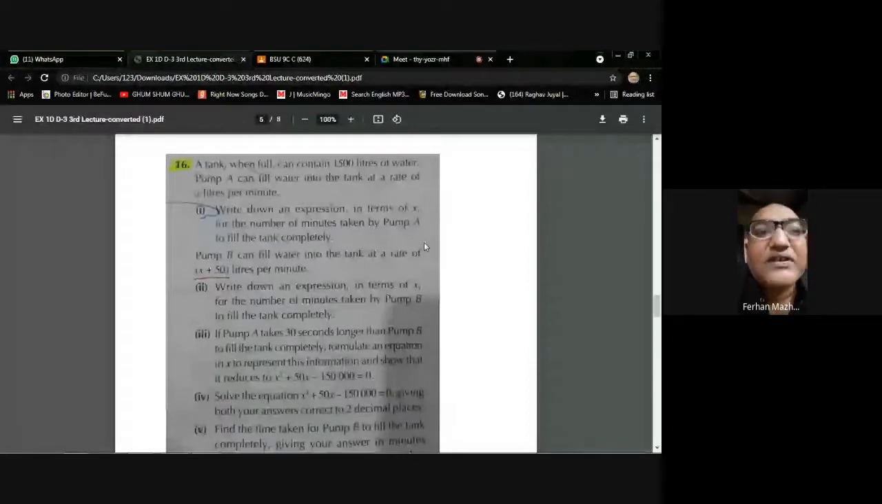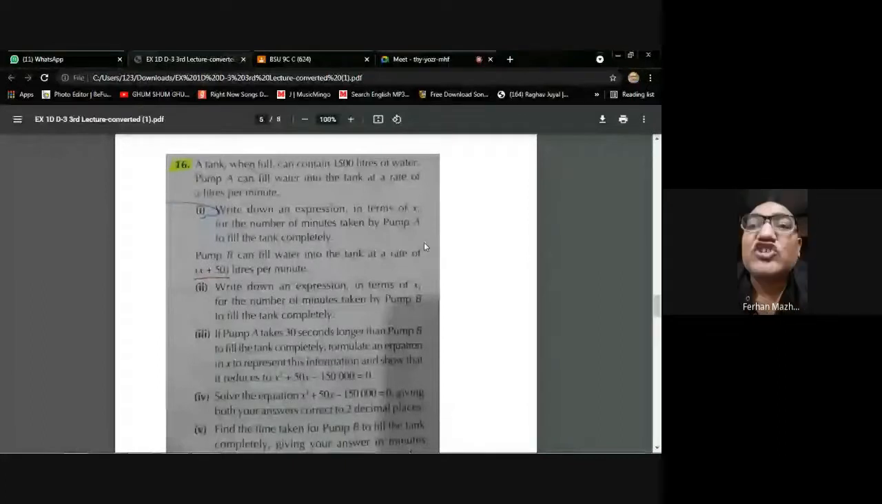So I will convert this 30 seconds into minutes. How do you convert seconds into minutes? You divide by 60, because in 1 minute there are 60 seconds. So when you want to convert seconds into minutes, you divide by 60.